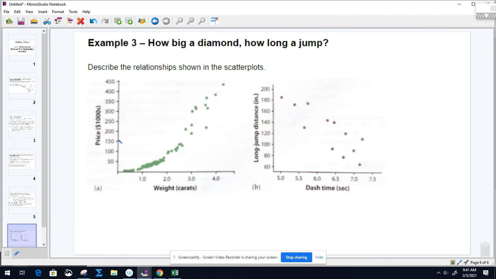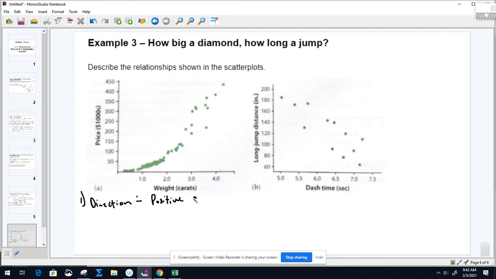And we'll go back to that very first slide that dealt with the weight and the price. So for this example right here, when we make the scatter plot, when I ask you to describe the relationship, I'm looking for 4 things. I want to know the direction. What is the direction? So for this first one, the direction would be positive. So we would say that this has a positive association.